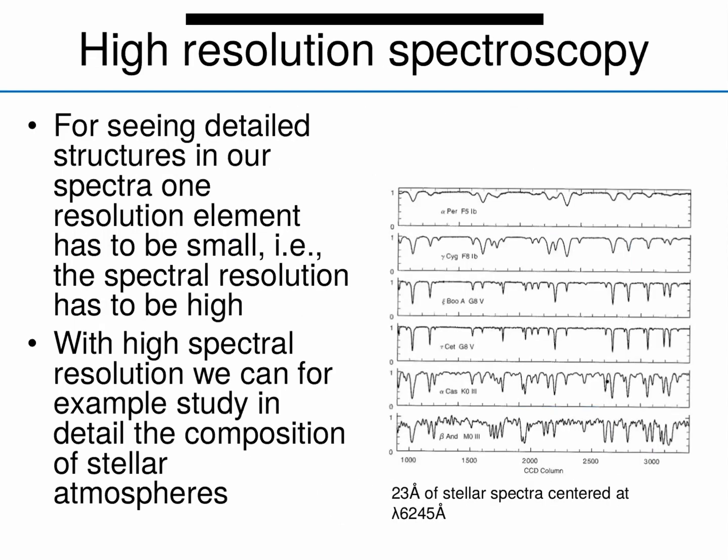But if you go to really high resolution, then you can really see fine details. So here are some examples of spectra from stars, centered at 6,245 angstroms and giving a 23 angstrom piece there. So you can see many lines and many details. And this is, of course, what you would like to do if you are studying the abundances, the composition of stellar atmospheres.